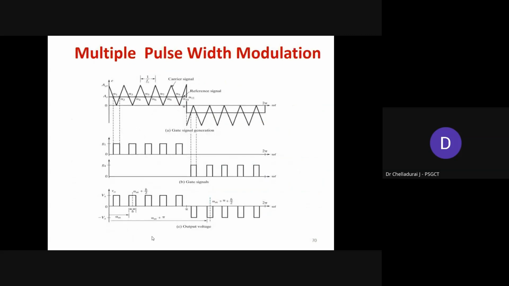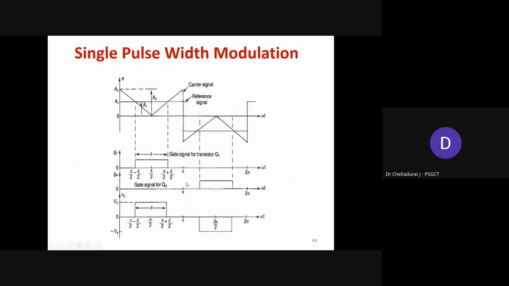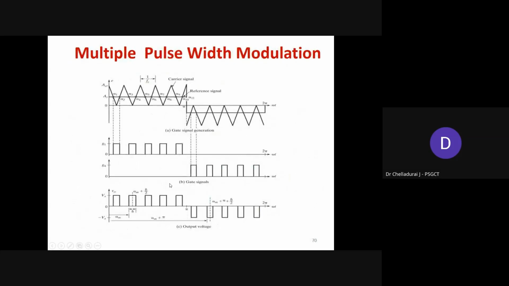To reduce the lower order harmonic components, the next method of pulse generation is the multiple pulse width modulation technique. By using this technique, the number of pulses per half cycle is increased. Let us consider a 50 Hz AC output, where the half cycle is 10 milliseconds. Assume a 5 millisecond period is turned on. To get the same 5 millisecond on time, let us consider 1 millisecond on, 1 millisecond on, and so on, like that 5 pulses per half cycle.